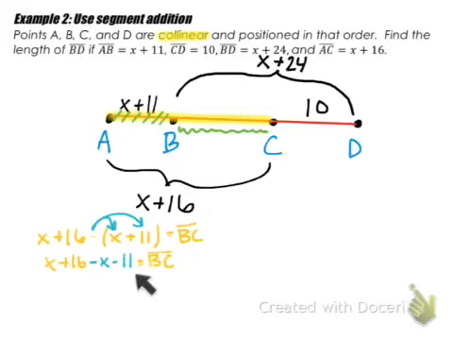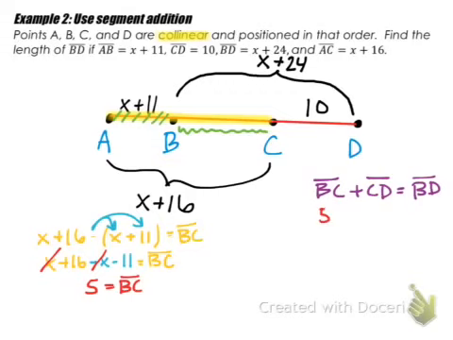It looks like I'm going to get a numerical answer, not a variable expression, so finding the length of BD is going to be a lot shorter, as otherwise we'd have to do another step. Our x's cancel out, so we're just left with 16 minus 11. That gives us BC, which is 5. Then using the segment addition postulate, we take BC and add it to CD to get the length of BD. So 5 plus 10 gives us the length of BD, so ultimately our answer is 15 for the length of BD.